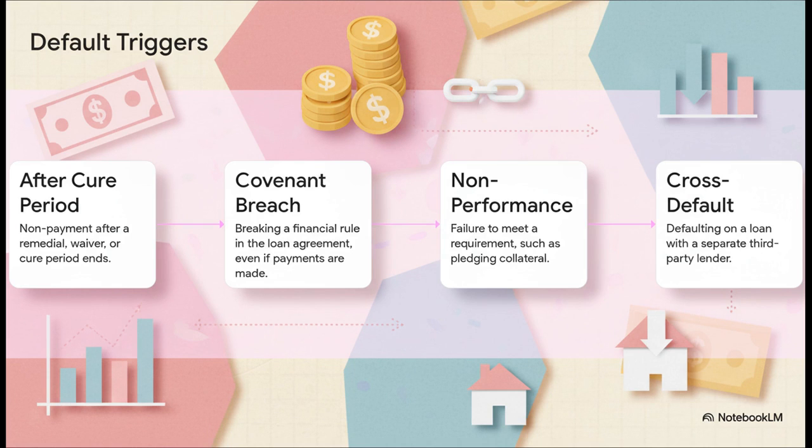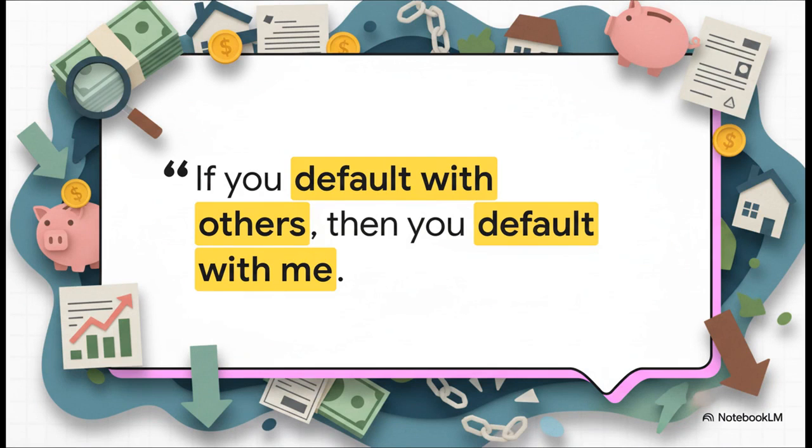Boom, that's a default. Or maybe a cross default gets triggered. Yeah, a cross default is a huge one. It's basically a clause that says, hey, if you default with somebody else, then you're automatically in default with me too. It's like a financial tripwire. If you stumble with one lender, it sets off alarms for all of them. It's a domino effect, and it's all designed to protect every single person who's lent that company money.